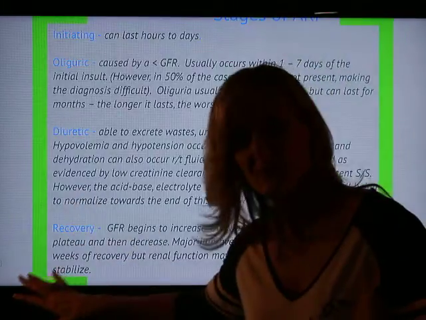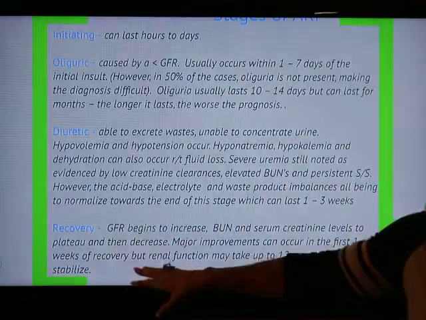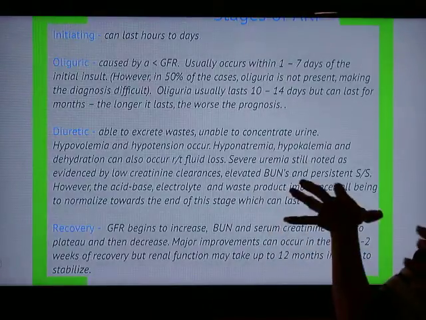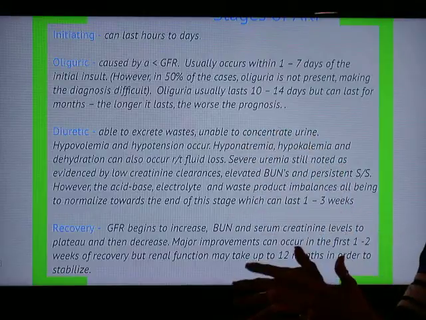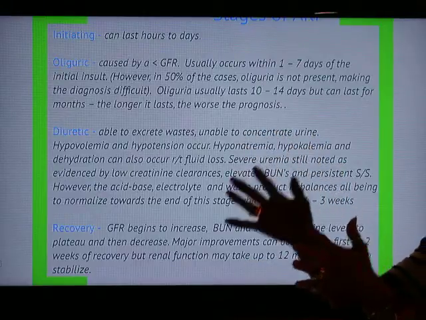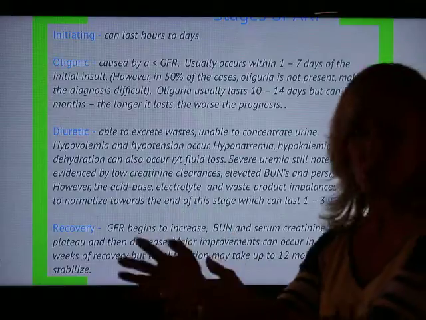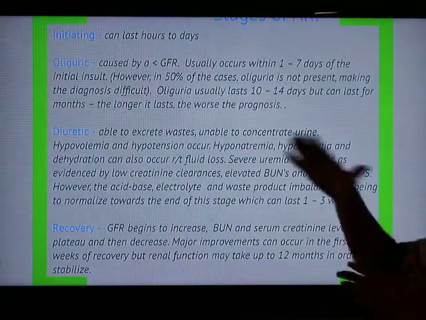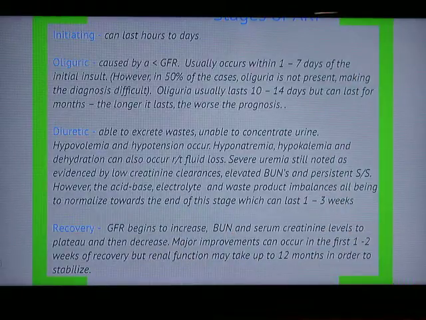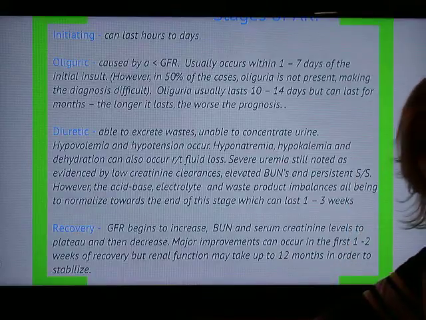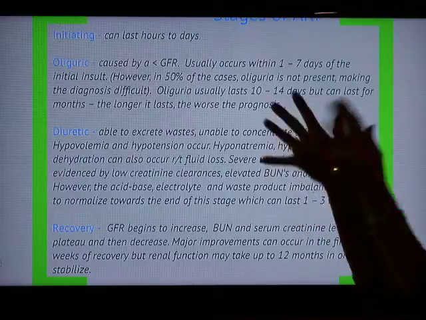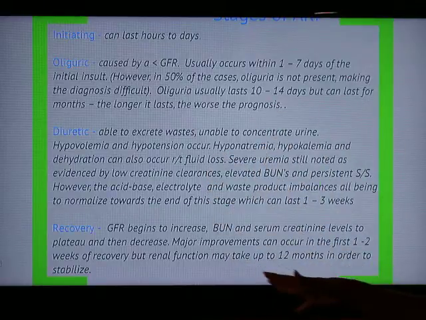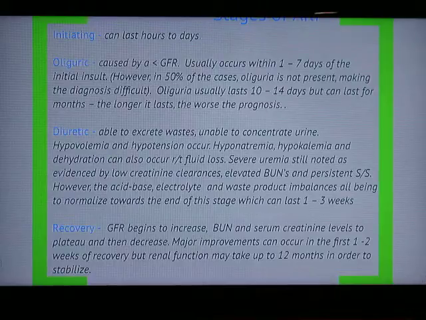So then in this recovery phase, those glomeruli start to improve. The membranes get back together, and the glomerular filtration rate starts to work like it's supposed to work again. BUN and creatinine start to come within normal limits, so those glomeruli now are starting to excrete urine. They're able to keep it within those glomeruli and it's not excreting out into the bloodstream. And major improvements can start occurring. Your patient will be weak.